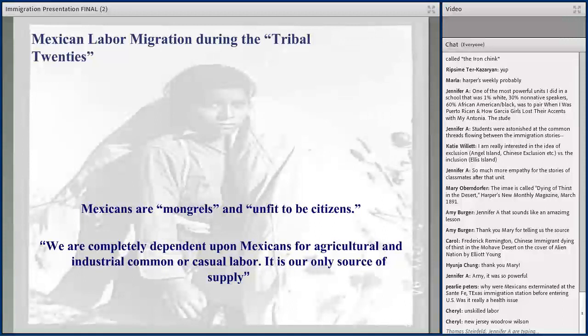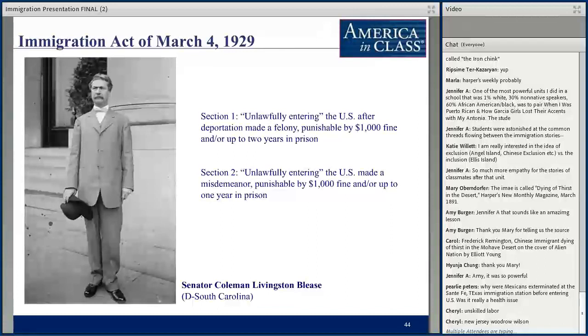At a moment when there's this tussle over whether or not Mexicans could enter the United States, the nativists wanted all Mexicans excluded or deported. Employers wanted Mexicans to come in, migrate, and go back home. These two dueling sides of white supremacy came to a compromise on March 4th of 1929.